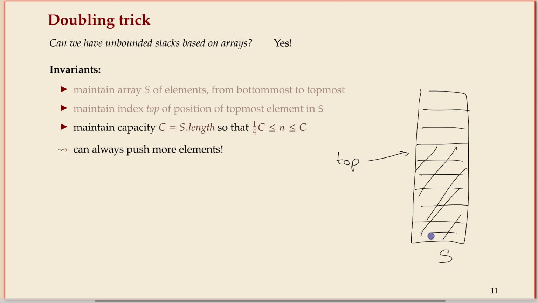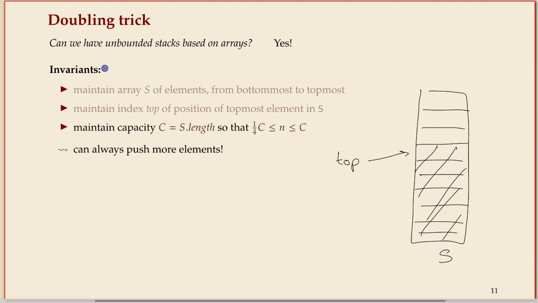Now we'll additionally have another thing that we maintain, which is that this length of S, the capacity, is somehow related to the number of elements we have in the array. We want that the array is never overfull. We can't really do that anyway, but also it shouldn't be too empty. If we can guarantee these two things, then we can always use the array. So we can always push more elements if that's guaranteed afterwards. But the question is just how do we do that?